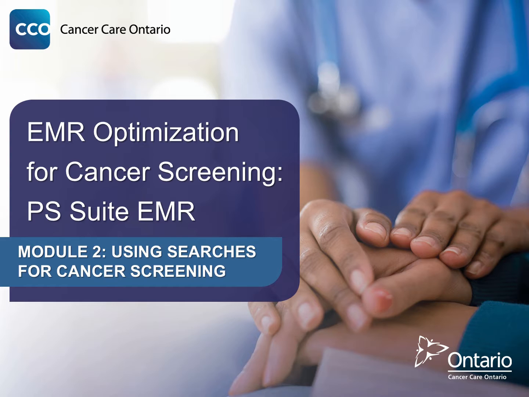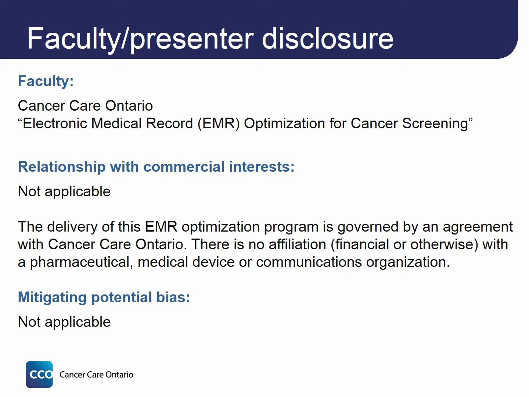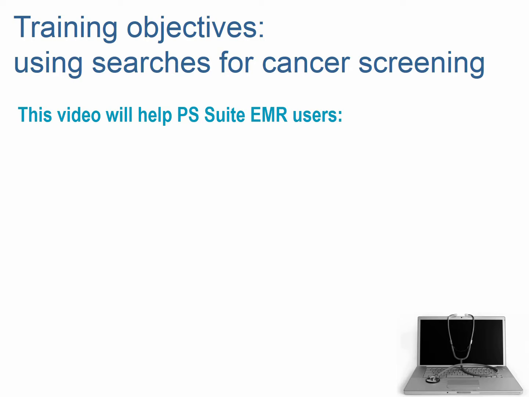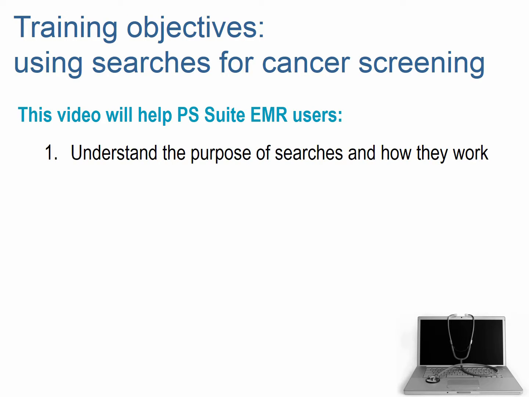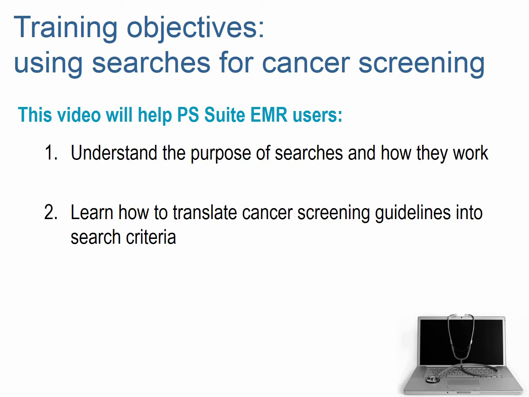This video is part of training module number 2, and the topic is Using Searches for Cancer Screening. Please take a moment to review our speaker disclosure slide. The objectives of this training video are to help PS Suite users understand the purpose of searches and how they work, and learn how to translate cancer screening guidelines into search criteria.